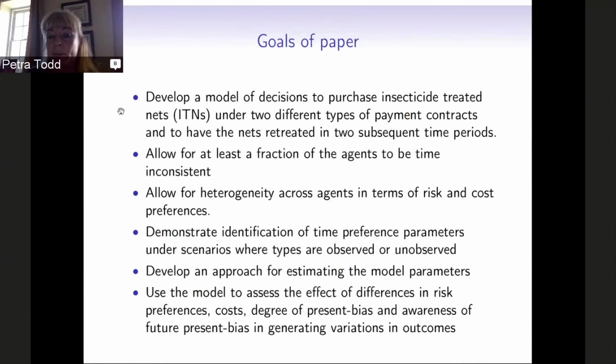One where the types are observed, and they use the responses to these survey questions about preferences over money delivered at different time periods to infer the different types. And then it also developed this two-step estimation approach. And then the last part of the paper, which I guess he didn't get to show you that much about, was applying the model to look at how differences in risk preferences, cost, degree of present bias, and awareness of future bias explain the variations in outcomes across people.